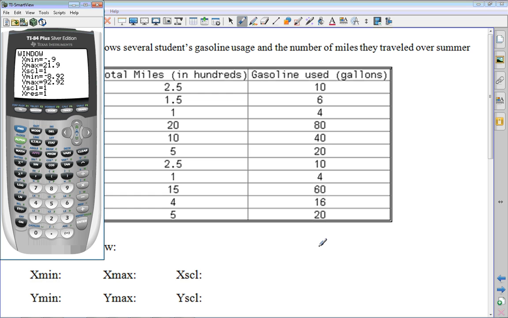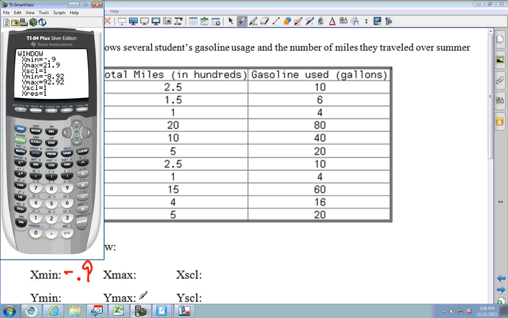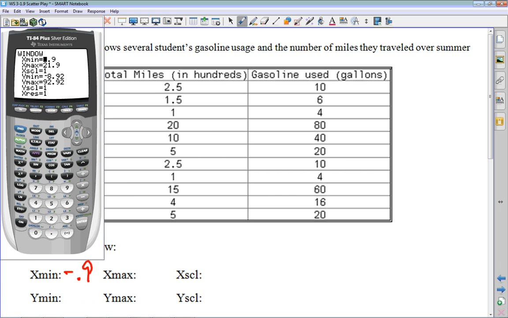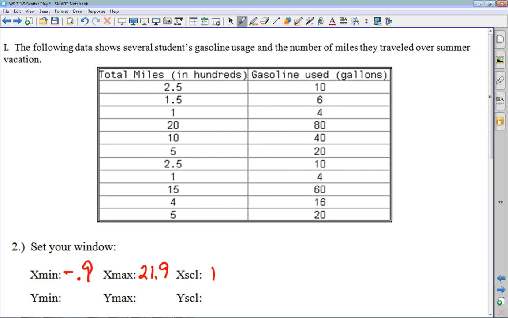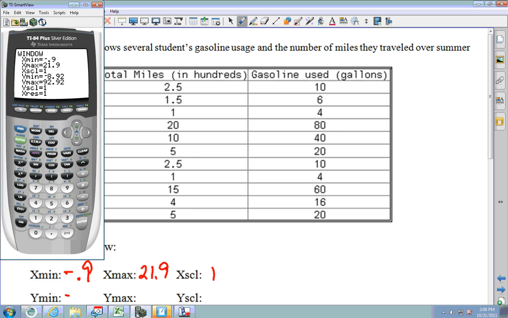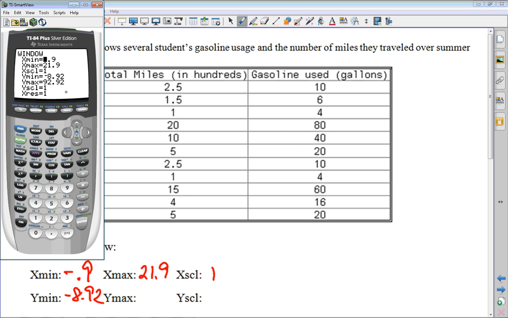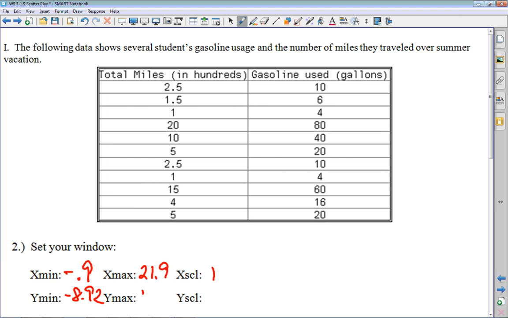All right, so with that being said, it says on here to fill out, let's see here. I've got my x minimum, negative 0.9. Oh, where'd it go? It's going to keep disappearing on me. Then my x maximum, 21.9. My x scale was 1. My y minimum, negative 8.92. You just have to write it. It's always going to be right, even if it's different numbers. Everybody can have different minimums and maximums as long as the points all fit in the graph. Okay, so there's my window settings.